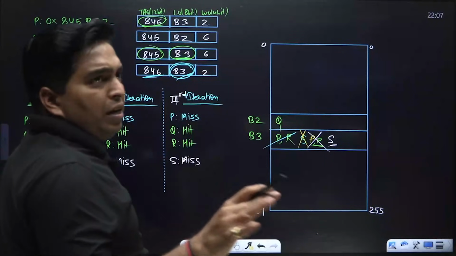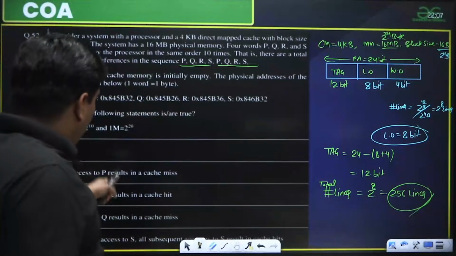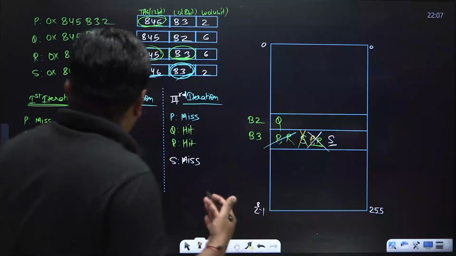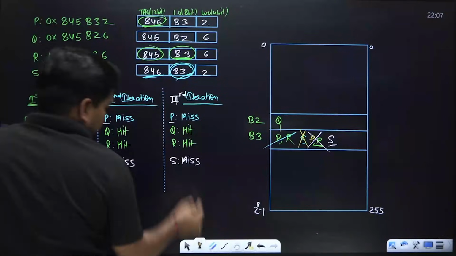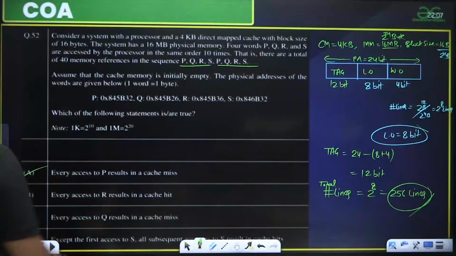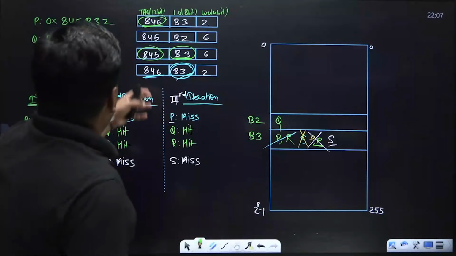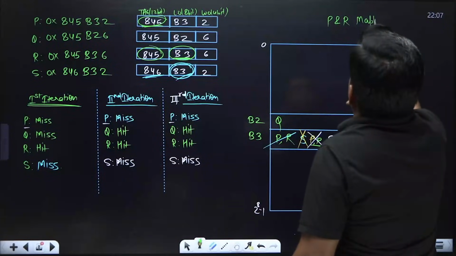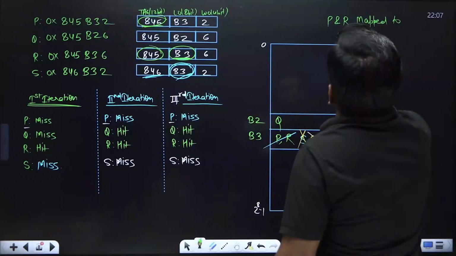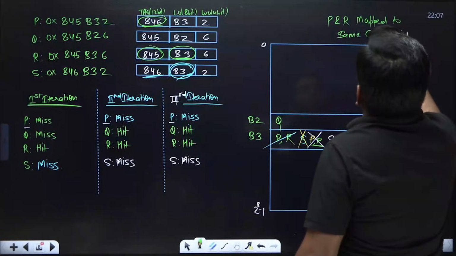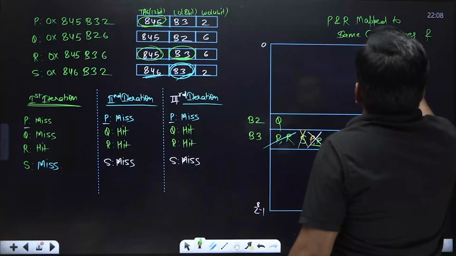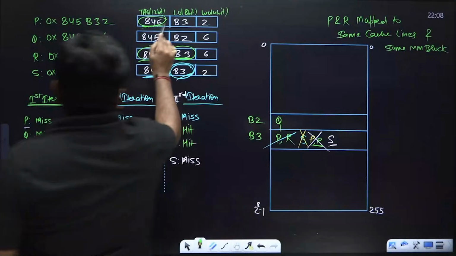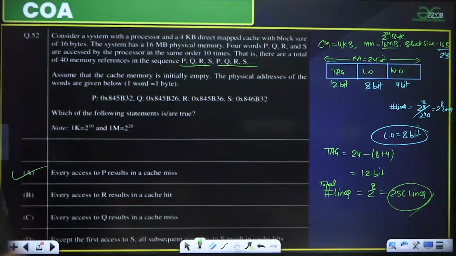Okay. Now read the options. Every access to P results in a cache miss. Meaning whenever you access P, there is a miss. Yes sir, it is true. Every access to R, because P and R map to the same cache line and same main memory block, since you can see the tag bits are also the same. So every R is a hit.